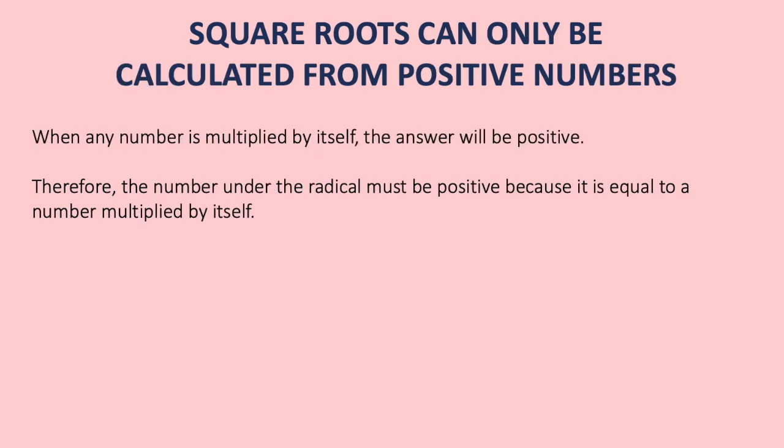And similarly, square roots can only be calculated from positive numbers, because when any number is multiplied by itself, the answer will be positive. Therefore, the number under the radical must be positive because it is equal to a number multiplied by itself. Think about how negative 9 times negative 9 is equal to positive 81, and 9 times 9 is also equal to positive 81.